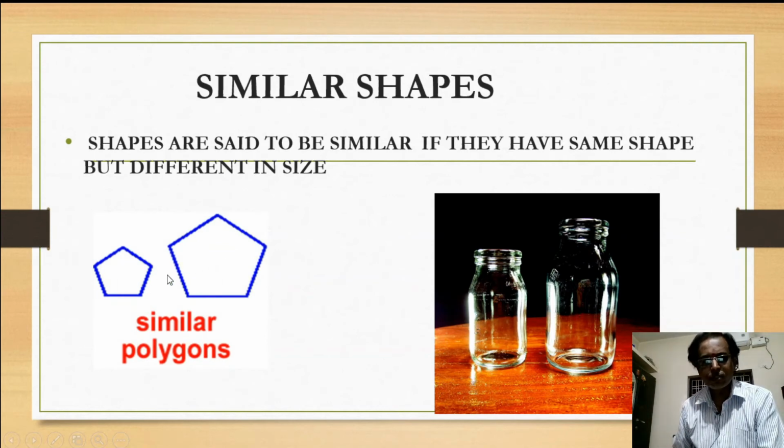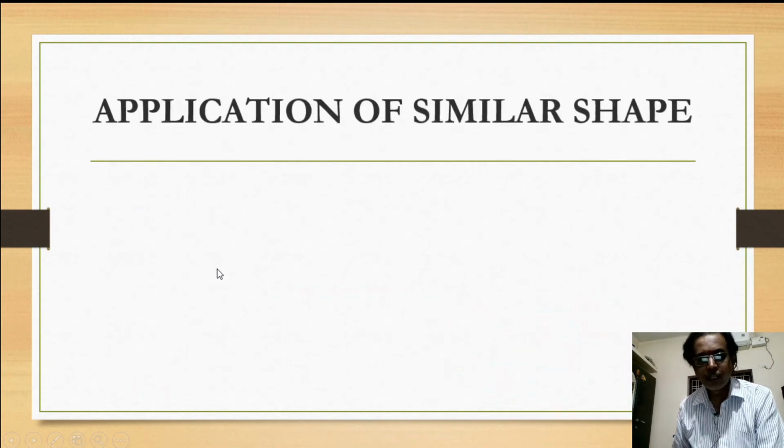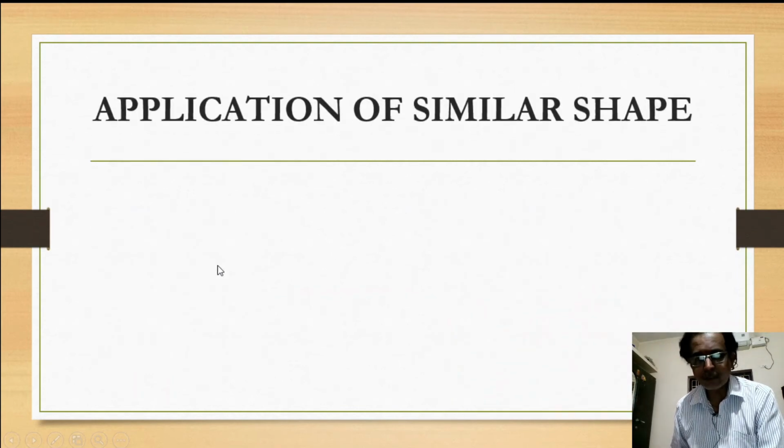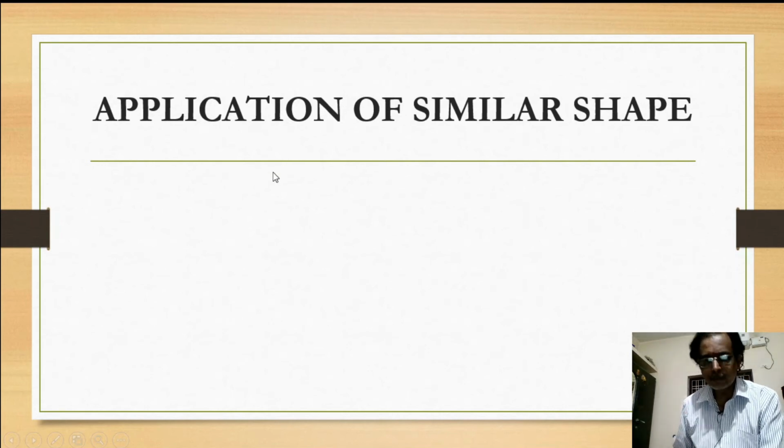So here these two seem to be similar. The definition of similar is simply that they have the same shape but different size. Okay, this is a small size, this one is the biggest size, like that. Application of similar shapes. Actually this chapter is very useful in the engineering department and photography also. So let us see one by one.